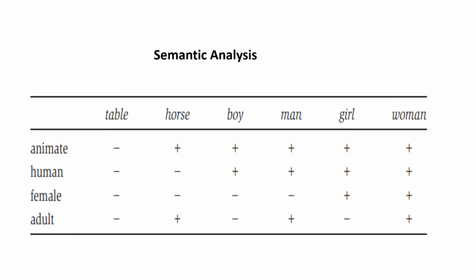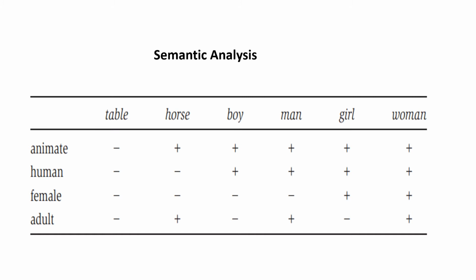Next, there's the word boy. Animate? Yes, animate. Next, human? Of course, a boy is a human. Could be female? No. Adult? No. A boy is a child. More than a child, we can understand, of 9 years or 10, 11, 12, before teenager we can say, before that it could be a boy.